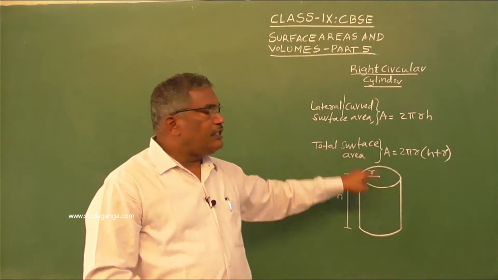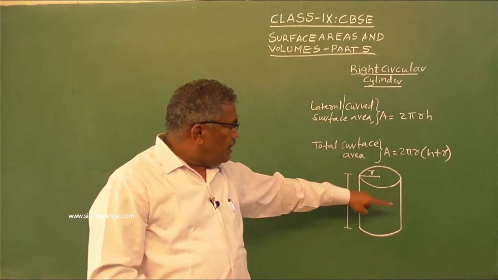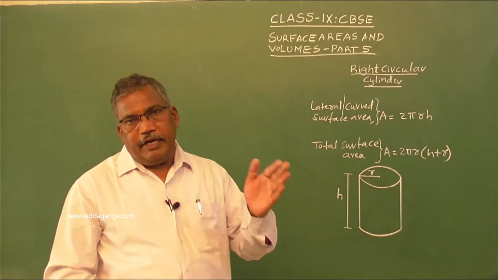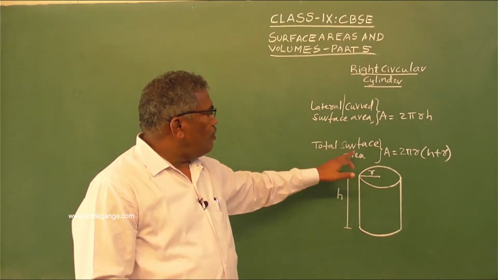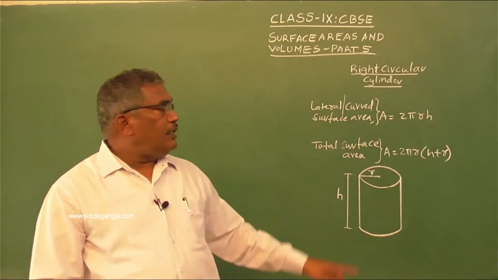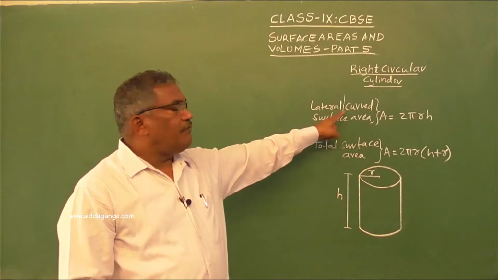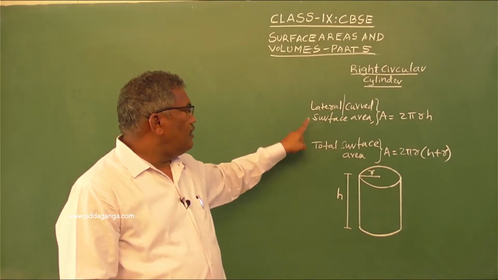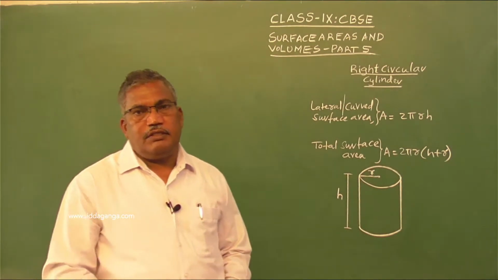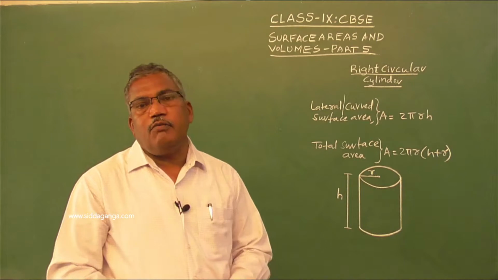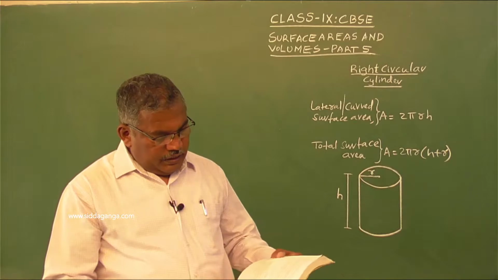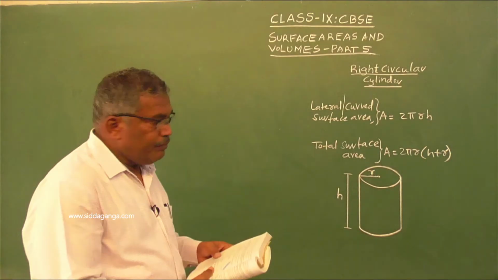And the total surface area includes the curved surface area as well as the two circular ends. So these are the two important formulas in case of a right circular cylinder. The first one is curved surface area or the lateral surface area, the second one is the total surface area. So based on this we shall see the application of these formulas in problems given in exercise 13.2.